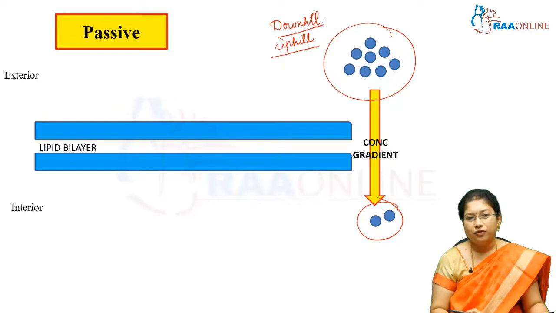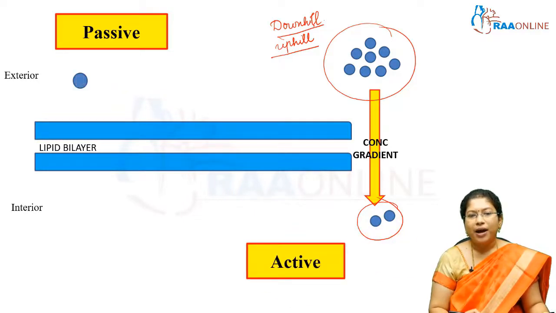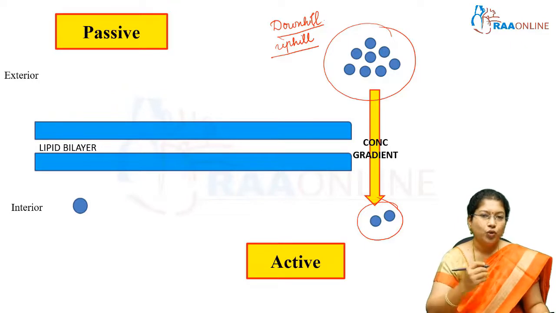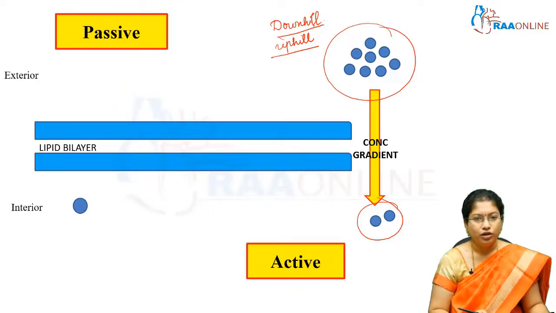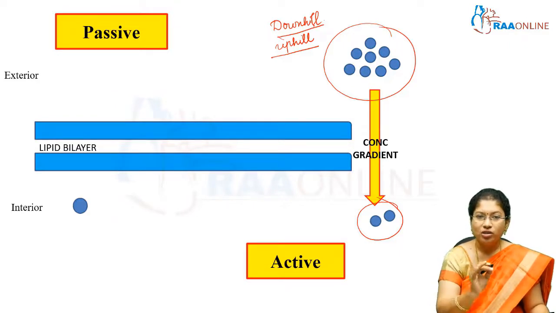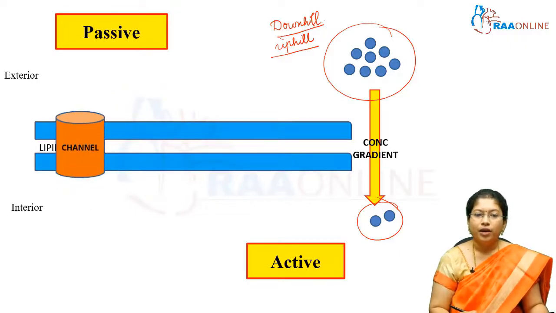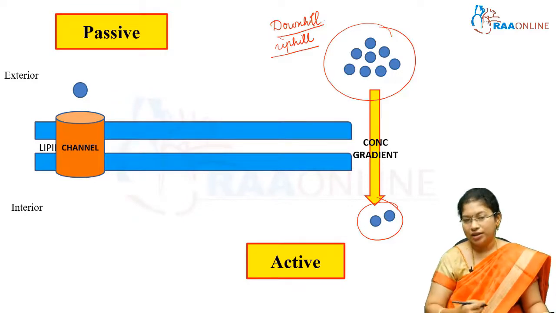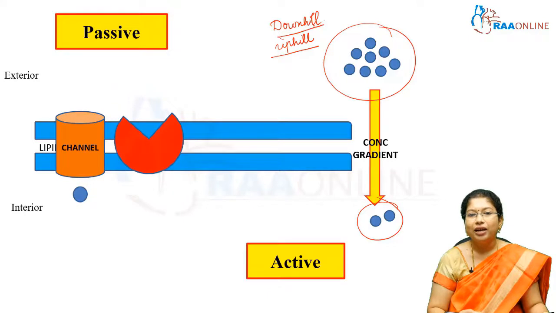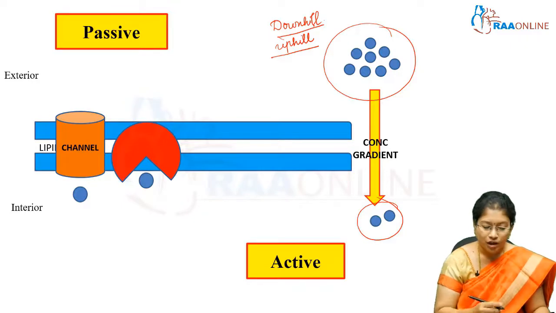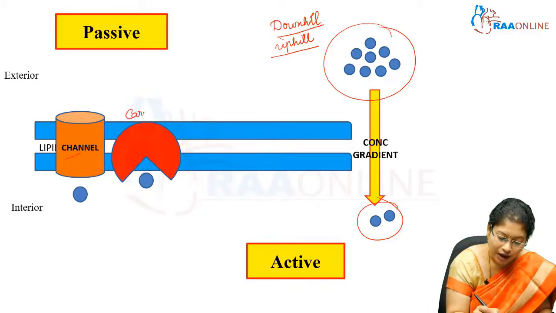So, first we'll see the passive diffusion. The passive diffusion goes along the gradient, that is downhill from exterior to interior. This we call simple diffusion because it does not require any carrier. It just moves from the exterior of the cell to the interior of the cell along the gradient. If it requires a channel to pass the molecules from outside to inside, we call it facilitated diffusion. So, if the molecules require a channel or a carrier, we call it facilitated diffusion. This is a channel. This one is a carrier.